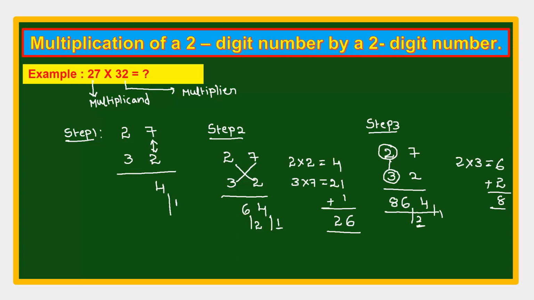So the product is 864. Therefore 27 into 32 is equal to 864. So what do we call 864? Product. 864 is the product.